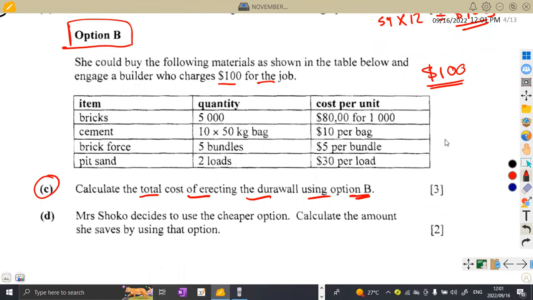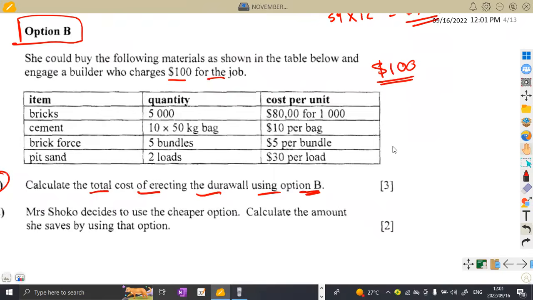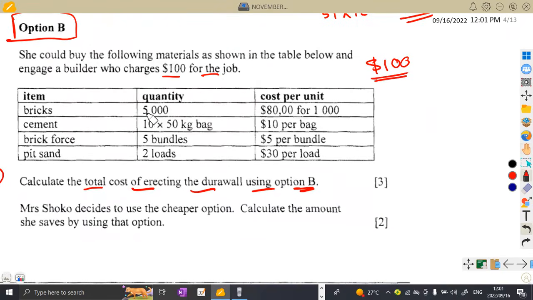Okay, so what is going to happen on our option B? This is what is going to happen. Let us start with the bricks. We are going to have the bricks that are going to be used. Okay, so the bricks here, it's 5,000 which are needed. 5,000 bricks, but for 1,000, we are going to charge $80 per 1,000. So what about for these 5,000?